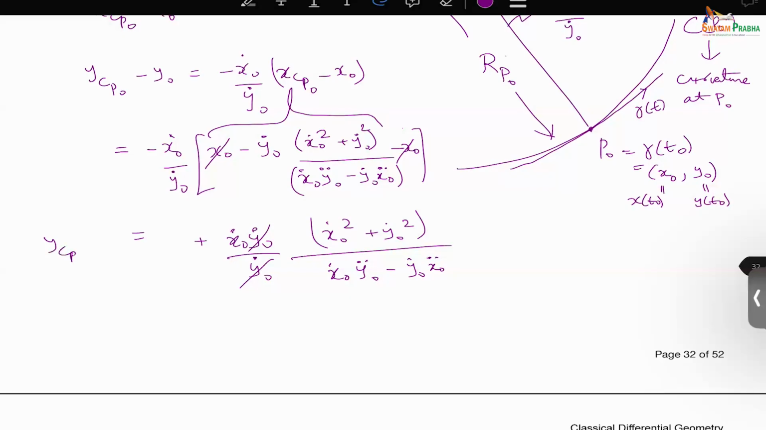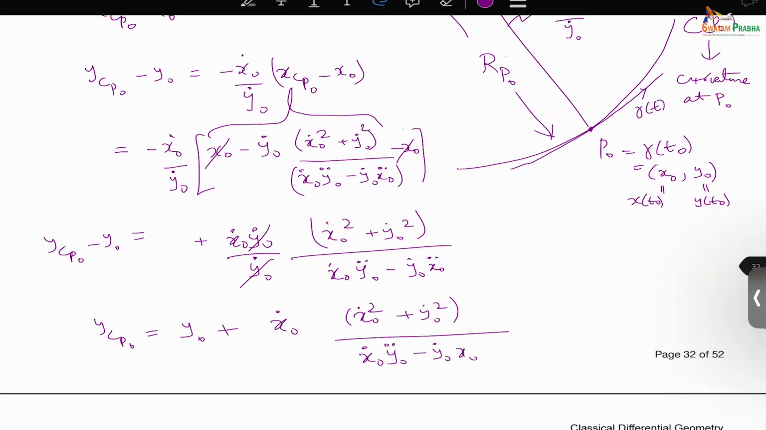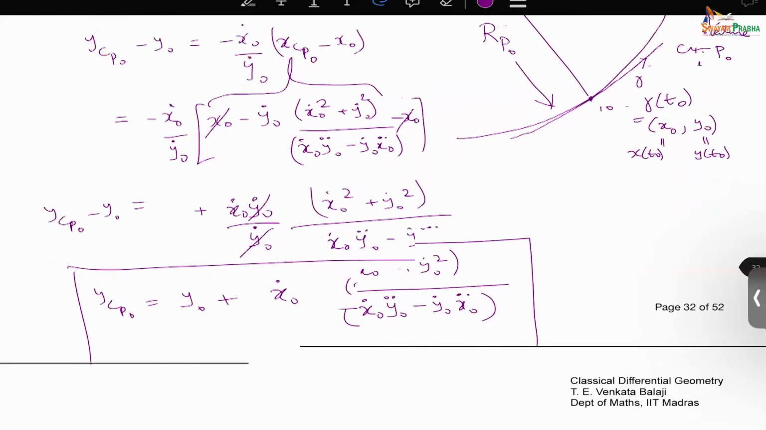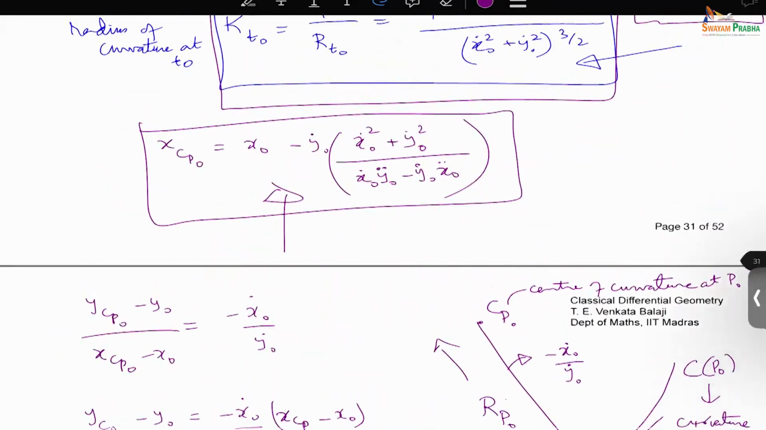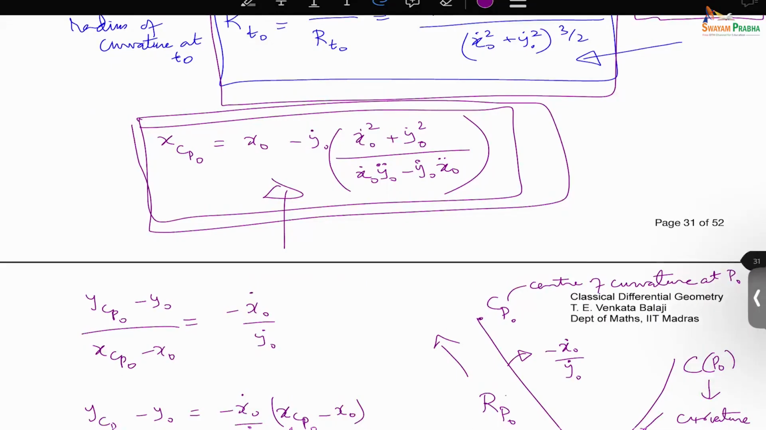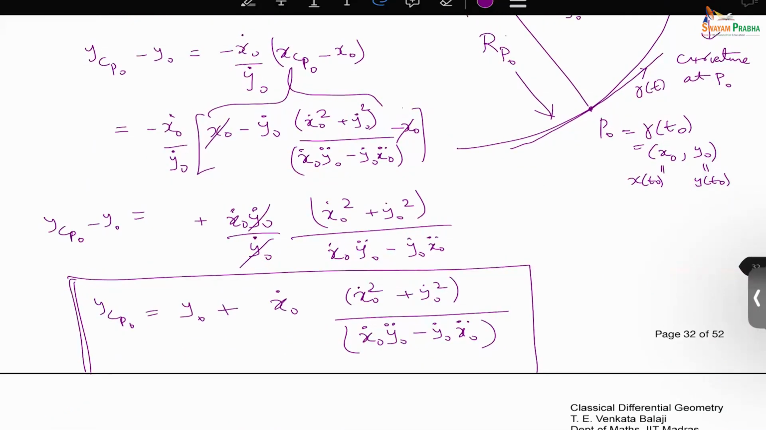So this is y_cp naught minus y naught. So you will get y_cp naught is equal to y naught plus this quantity: x naught dot into (x naught dot squared plus y naught dot squared) divided by (x naught dot y naught double dot minus y naught dot x naught double dot). And now you see this is the y coordinate. I have got the x coordinate, and so this is the x coordinate of the center of curvature, and this is the y coordinate of the center of curvature.